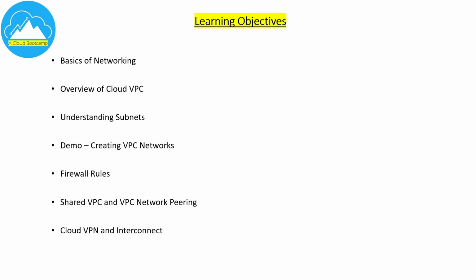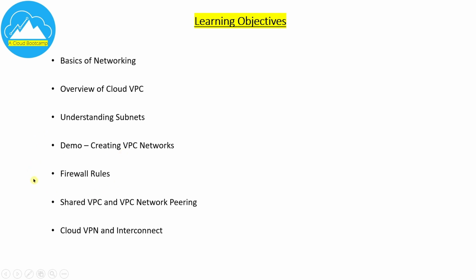So these are the learning objectives for the Google Cloud Networking or Cloud VPC topic. First, we'll be discussing the basics of networking, as I mentioned. Then we'll move on to an overview of Cloud VPC. We'll see what a subnet in GCP is, and we'll create a VPC network in GCP to see what the look and feel is. Then we can even create some firewall rules.